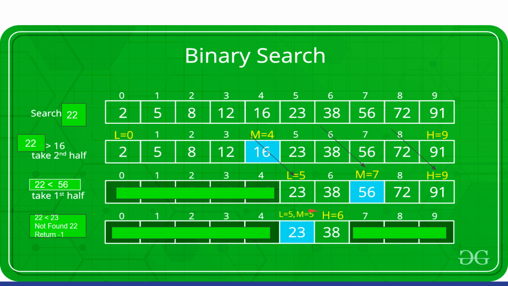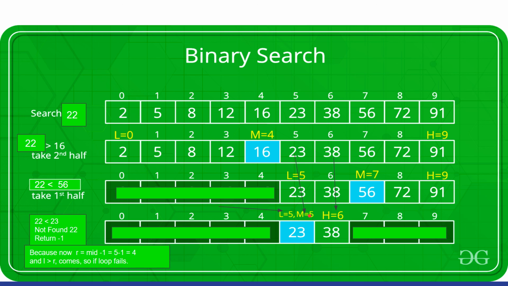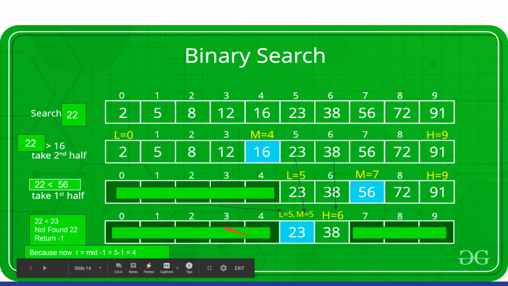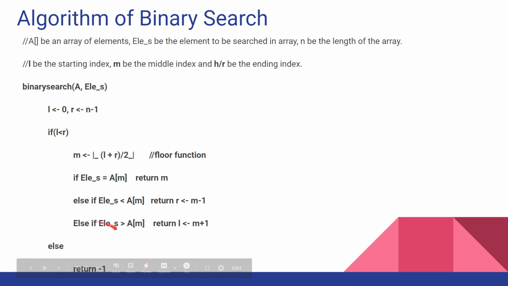So as you can see here, L is 5, M is also 5, and R is 6. Now A of M, that is A of 5, because M is the middle index and its value is 5, so A of 5 is 23. Now 22 is less than 23. So we have to change the value of R. The value of M was 5, and 5 minus 1 comes out to be 4. The value of R is 4.